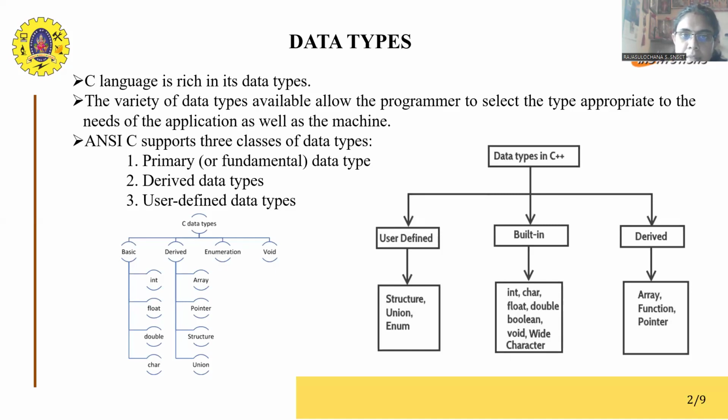ANSI C supports three classes of data types: fundamental data types or primary data types, derived data types, and user-defined data types. Fundamental data types are also called built-in data types. Under that category, we have int, character, float, double, boolean, void, and wide character. Under derived data types, we have arrays, functions, and pointers. Under user-defined data types, we have structure, union, and enum.